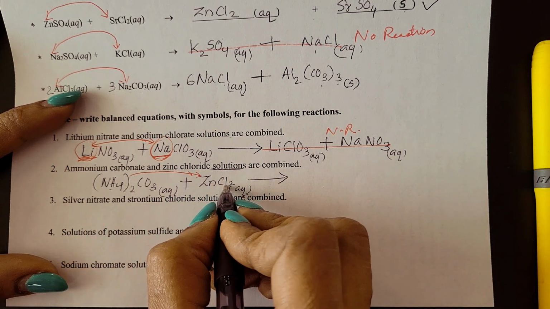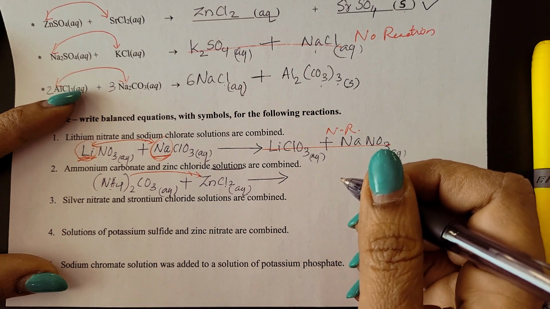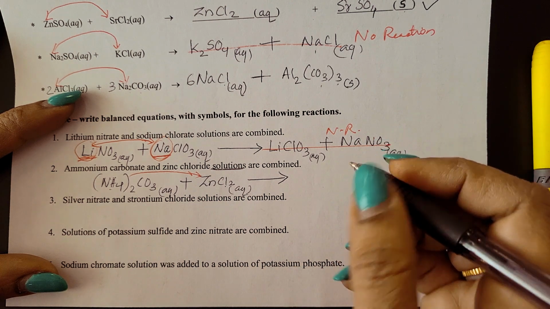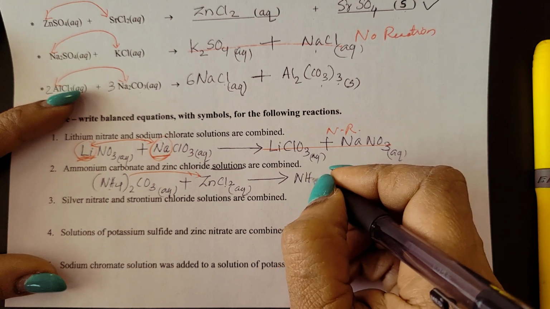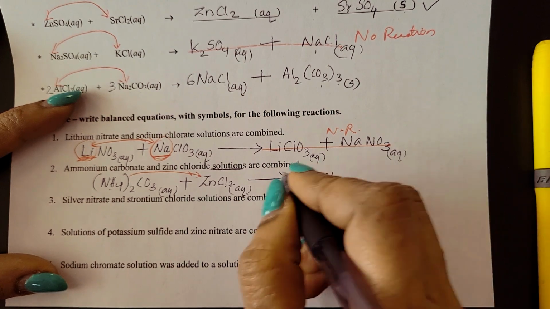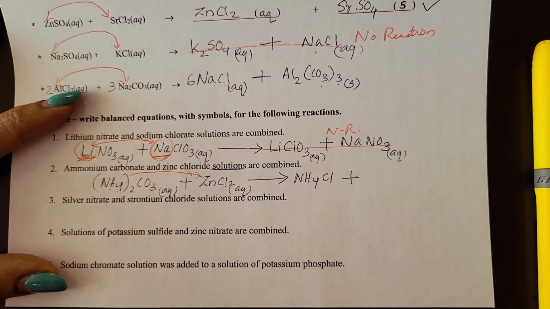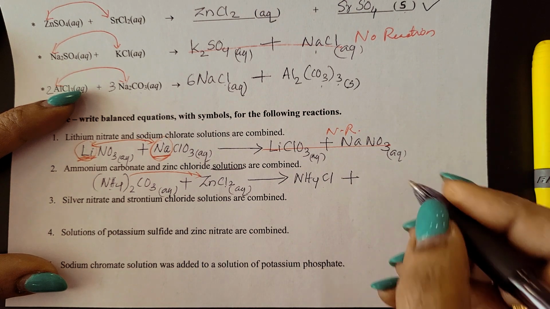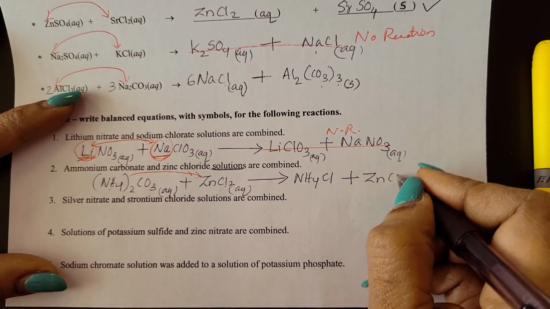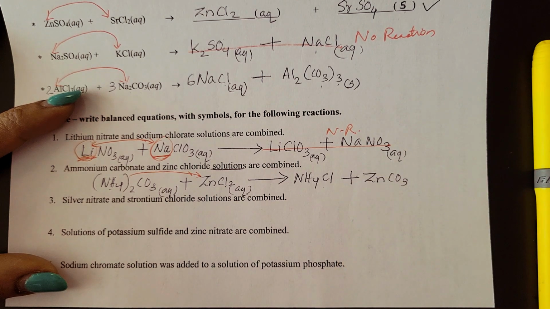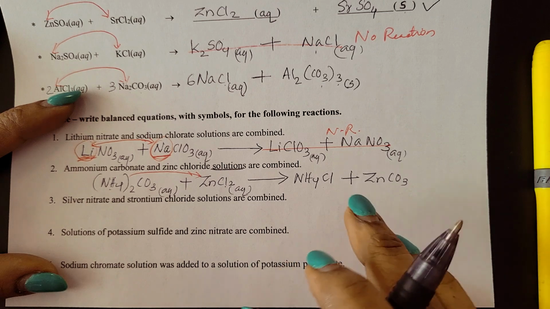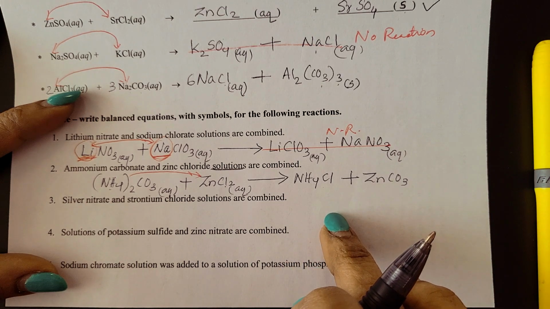Ammonium will go with the chlorine. I need the formula for ammonium chloride. NH4Cl, because both of them have charge 1 each. And what will be the second product? ZnCO3. Okay, now what is the next step?